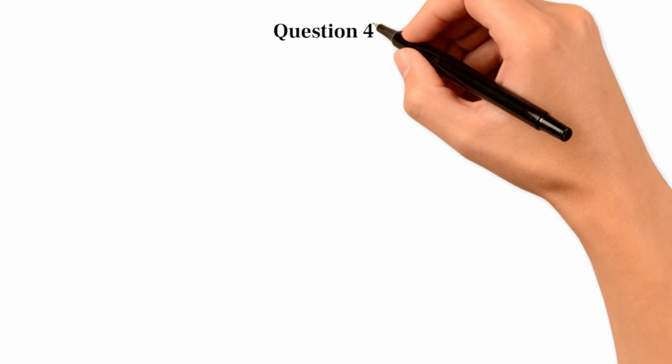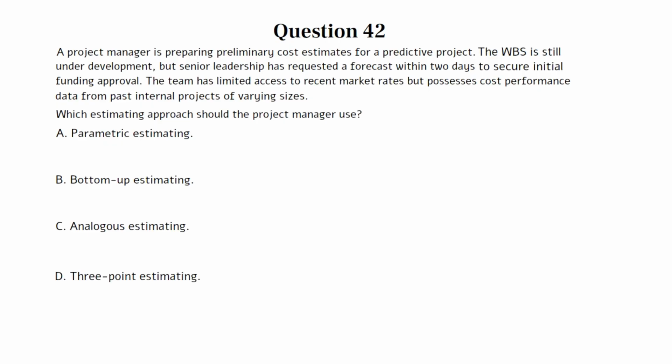Question 42. A project manager is preparing preliminary cost estimates for a predictive project. The WBS is still under development, but senior leadership has requested a forecast within 2 days to secure initial funding approval. The team has limited access to recent market rates, but possesses cost performance data from past internal projects of varying sizes. Which estimating approach should the project manager use? A. Parametric estimating. B. Bottom-up estimating. C. Analogous estimating. D. Three-point estimating.